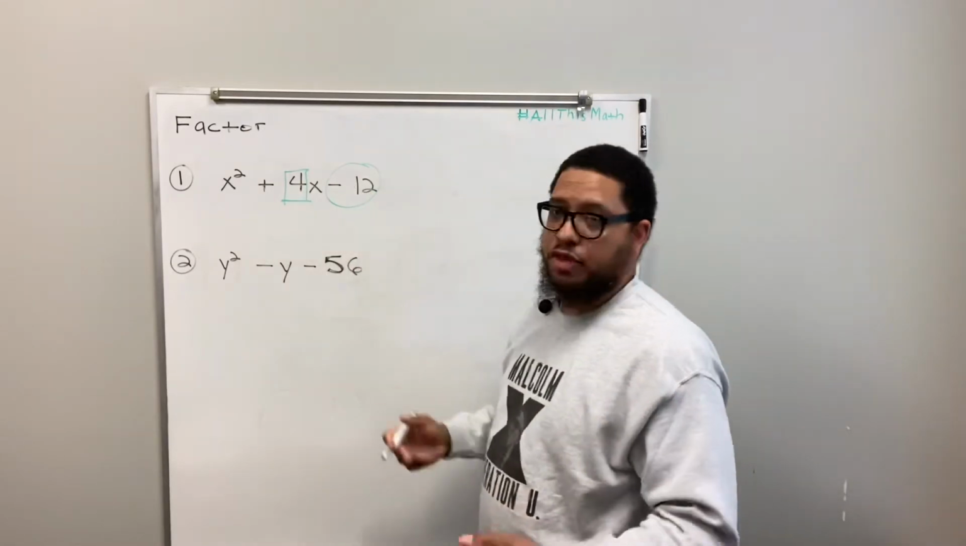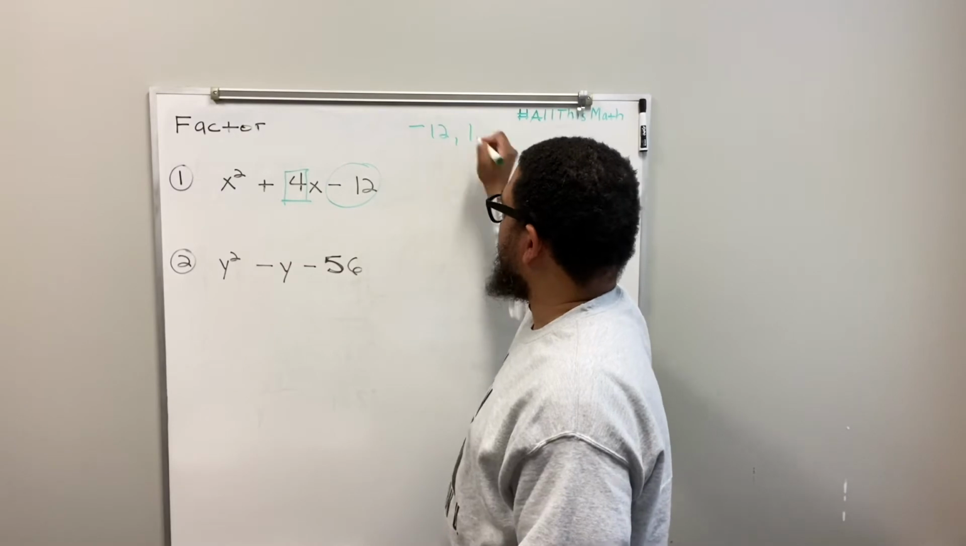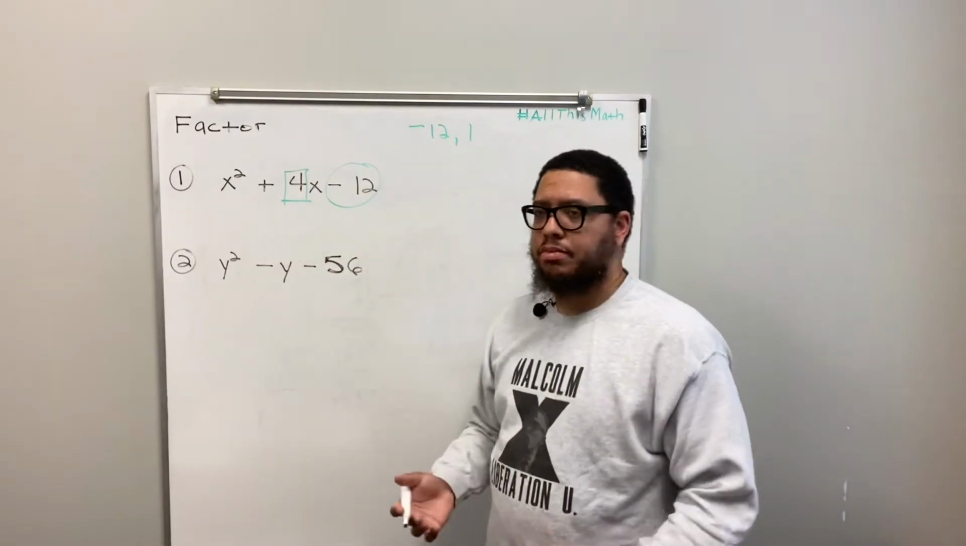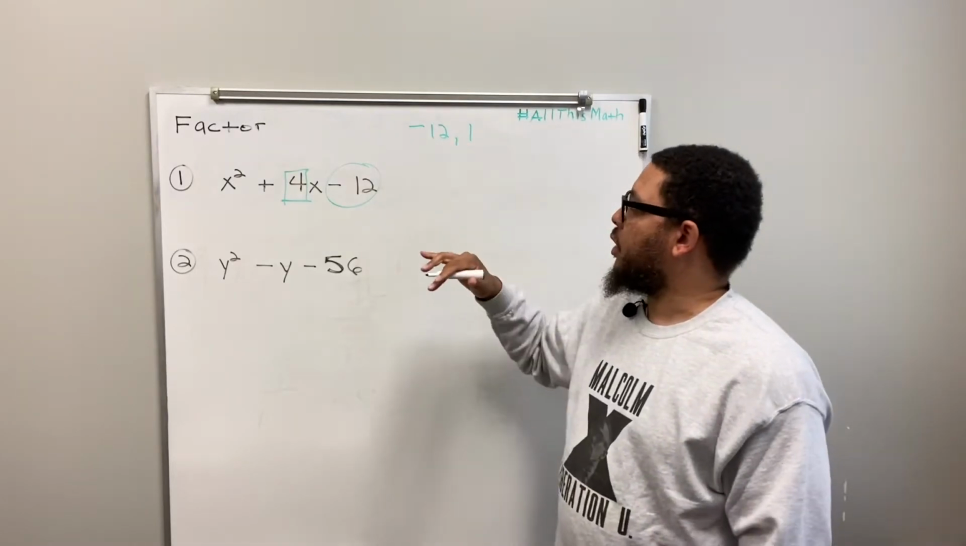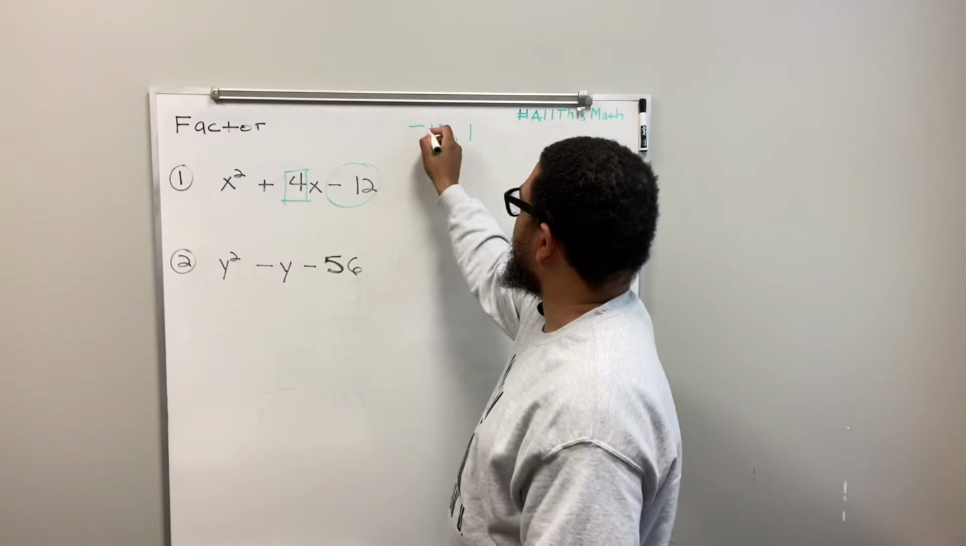So I know the pairs of factors of negative 12. I'm going to say, okay, negative 12 times 1 will give me negative 12. And then I ask myself, what's negative 12 plus 1? Does that add up to 4? No, it does not. So I know that these two won't work.